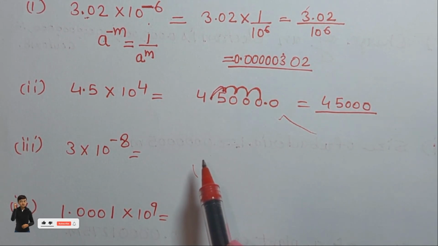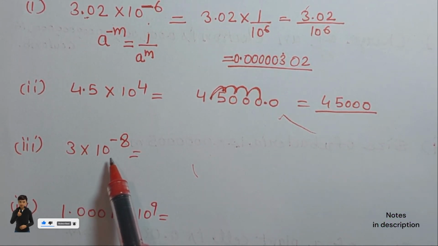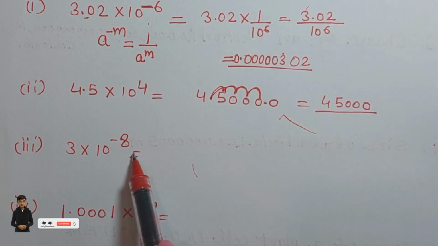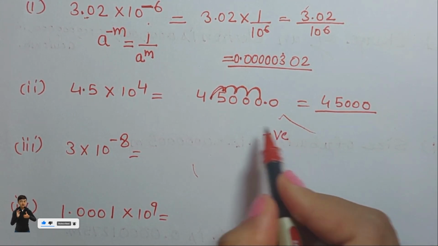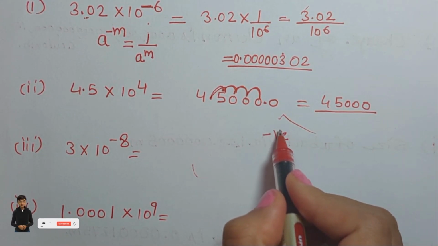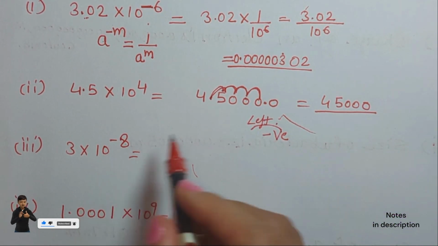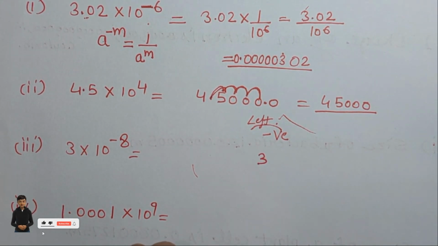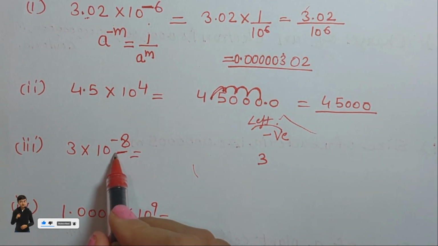Okay. Now see this question. Solve with me. 3 into 10 raised to the power minus 10. Again power is negative. So if power is negative, then we will shift our decimal point to the where? Left side. If power is negative, we will shift our decimal point to the left side. And we have only one number 3. And we have to shift left. In how many steps? 8 steps.